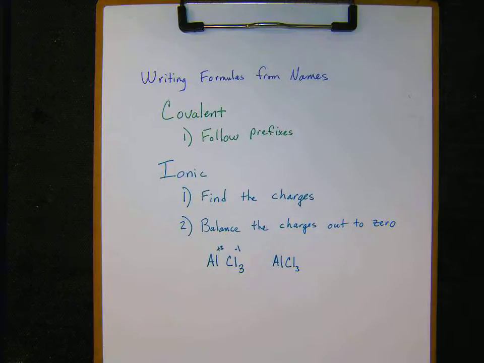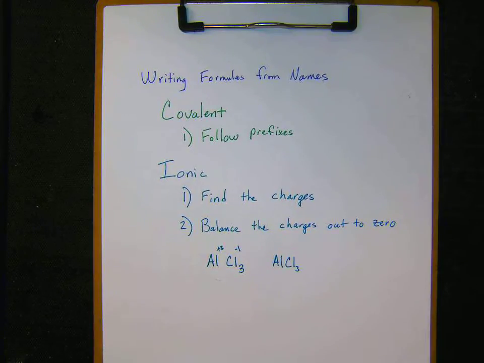See how the charges work to make the formula? Now, how come we can't do this for everything, like the covalents? Well, for 2 covalents, like nitrogen and oxygen, what's the charge of nitrogen? Negative 3. What's the charge of oxygen? Negative 2. Can they ever add up to 0? No. That's why we use prefixes with the covalents, because the charges never equal 0. Make sense? Any questions?